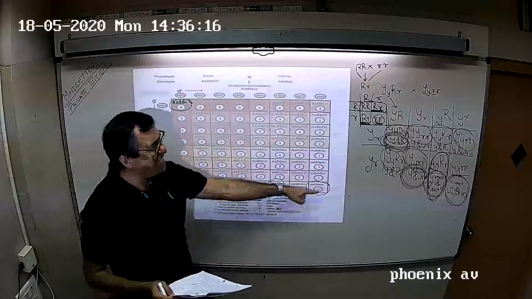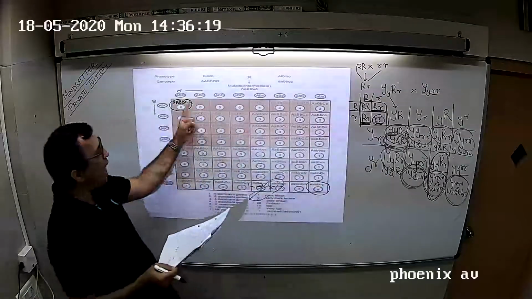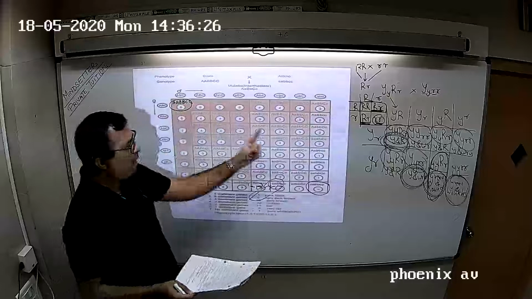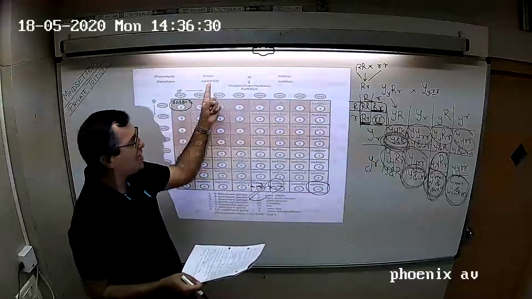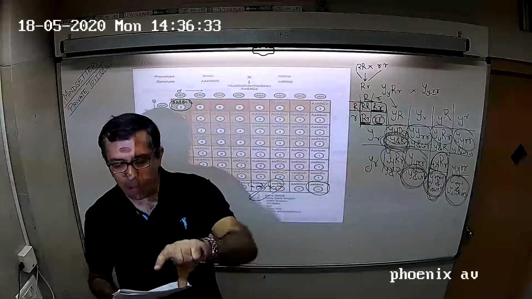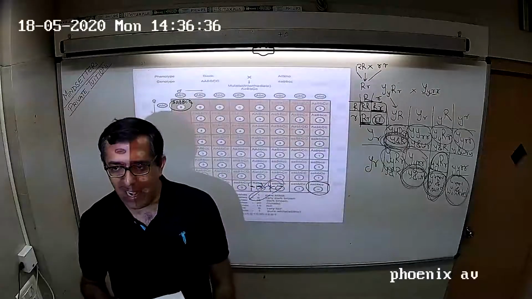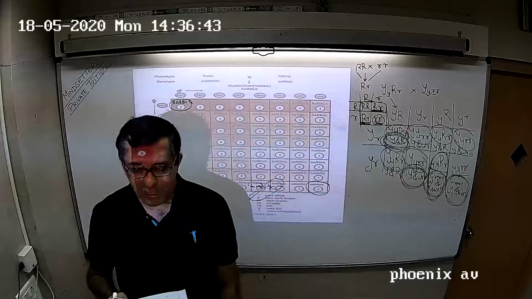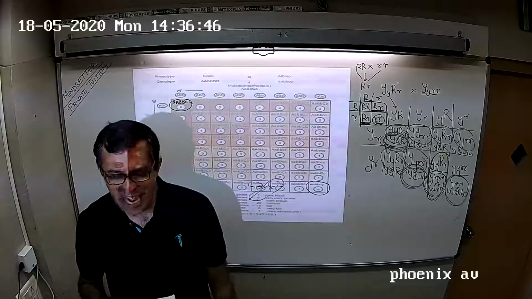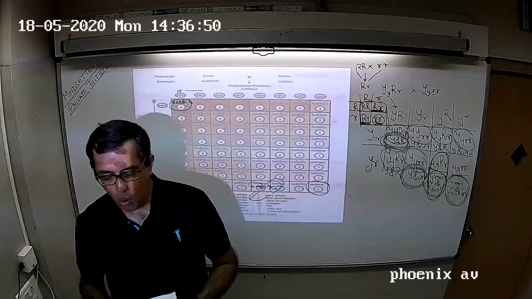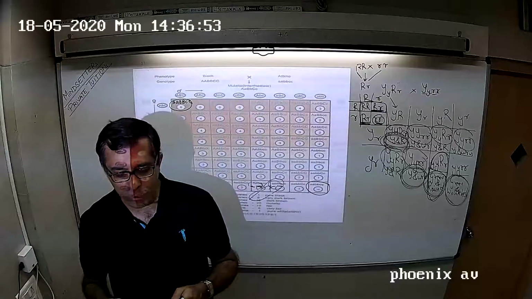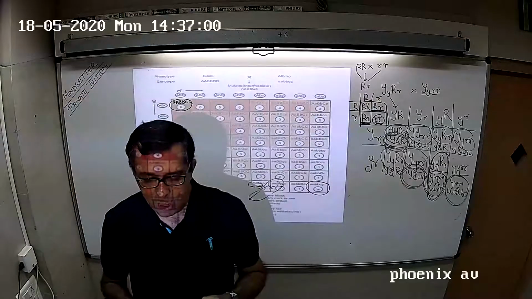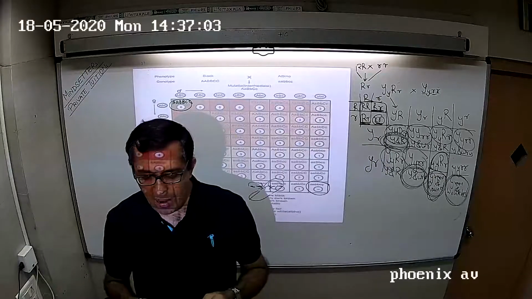So out of 64, 2 plants are showing the parental genotypes. So what percentage of progeny is likely to resemble either of the parents? 2 out of 64, which is 1 out of 32, which is less than 5%. So nice question. What is the proportion of progeny likely to resemble either parent in the F2 generation? Less than 5%.